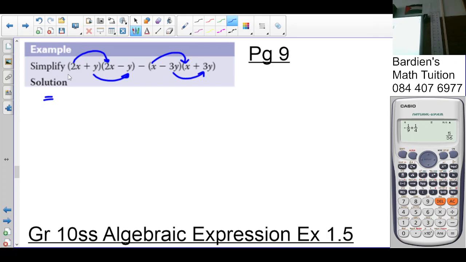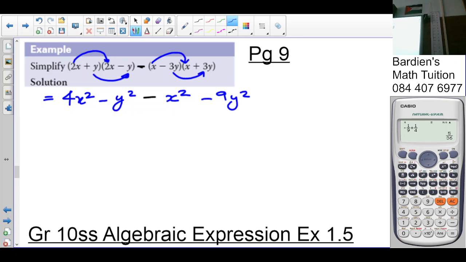So what's 2x times 2x? 4x squared. What is 2x times negative y? Negative y times... what did I say? Now, y times negative y? Negative y squared. I don't have to multiply 2x by y. Minus, which is that minus there. Okay? So what's x times x? x squared. What's negative 3y times positive 3y? Negative 9y squared. You all agree with that?